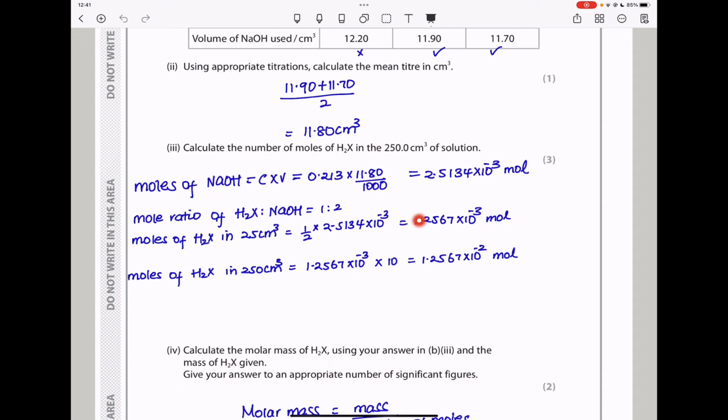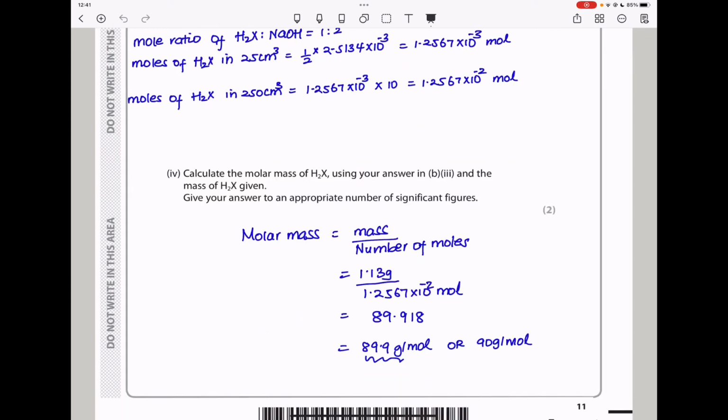However, I need to use this to find the number of moles in 250. So the moles of the acid in 250 are that times 10, which gave me 1.2567 times 10 power negative 2 moles. The next part, calculate the molar mass of H2X using your answer in B3 and the mass of H2X given. This is quite easy.